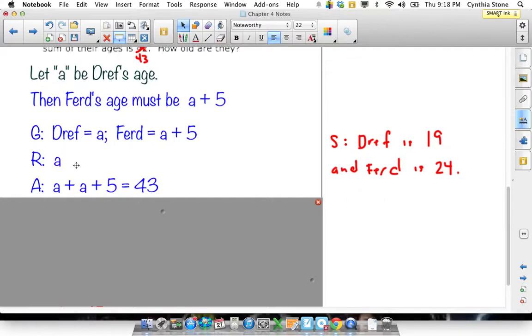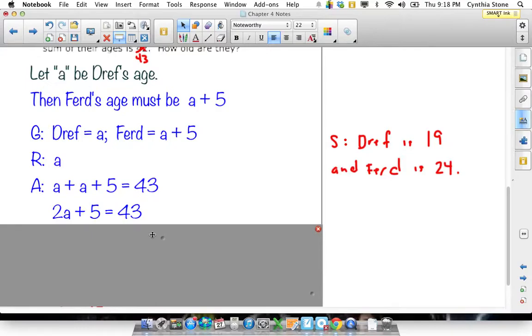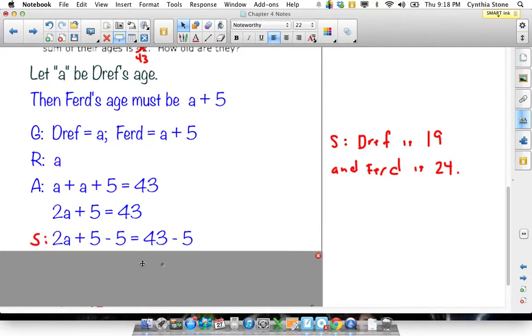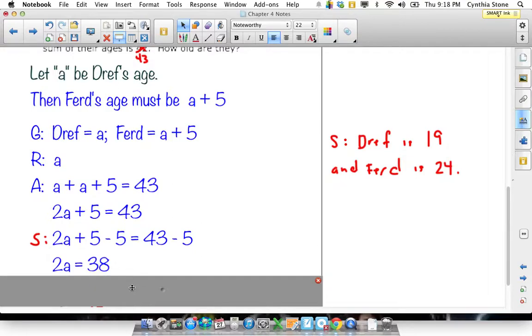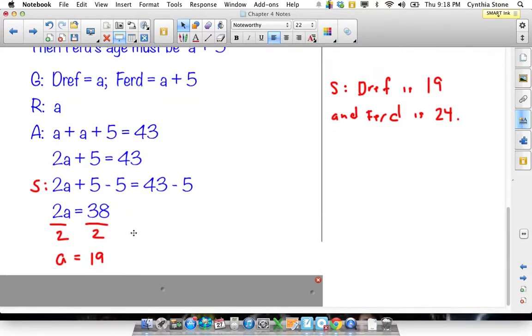I'm looking for A, right? And I'm going to say the sum of their ages. So there's Dref, and there's Ferd, who's A plus 5. They all add up to 43. Simplify. Collect like terms. Get all the letters on one side. So 2a equals 38. Divide both sides by 2, and you end up with A is 19.